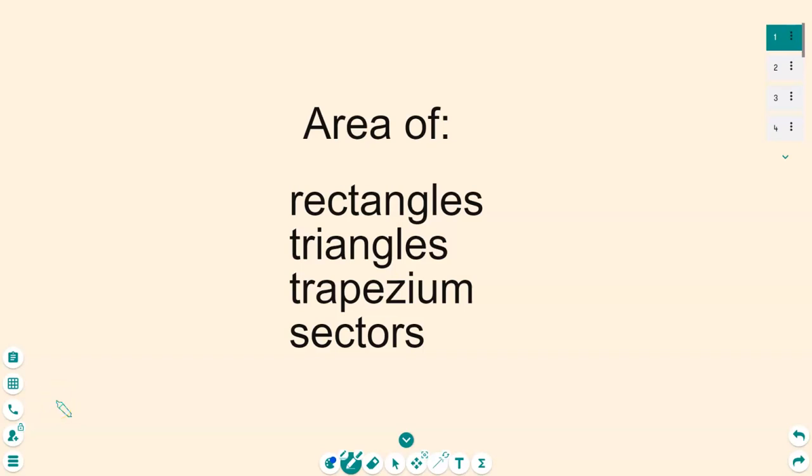Today we're going to look at area of these shapes here. So we've got rectangles and triangles, which we see in about year 7, maybe earlier, and trapezium and sectors, which come into play in year 8 and 9, in Queensland at least. So let's check this out.